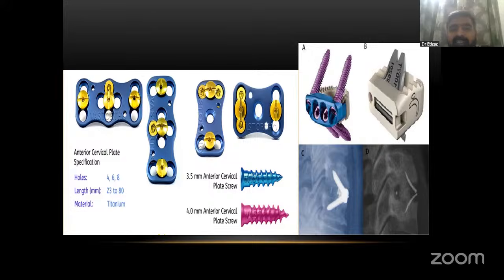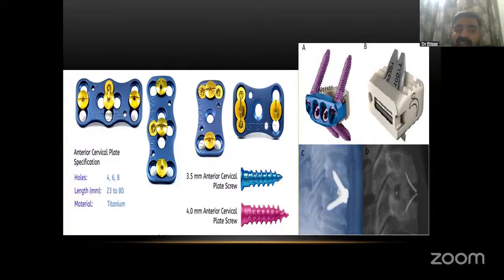No, actually, it depends upon the level of the cervical spine, how many levels there are. It may be a single level, two levels, three levels, or up to four levels, and it depends on the size of this one. You can choose accordingly.